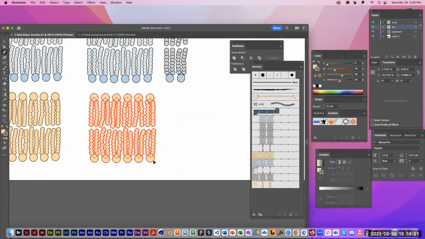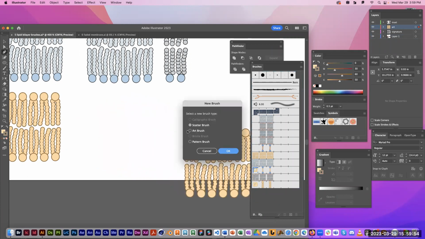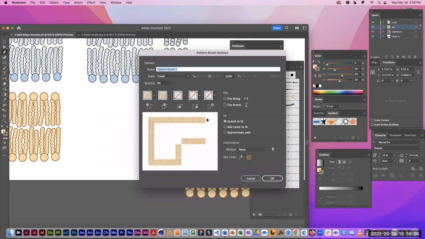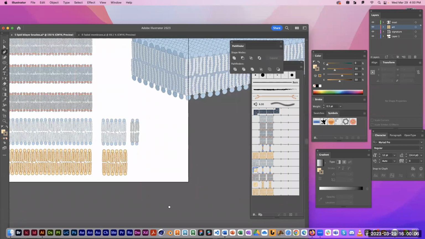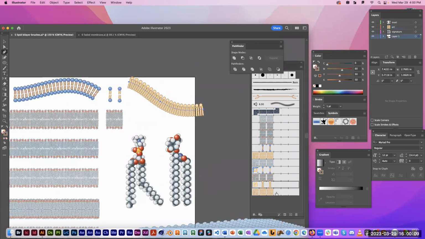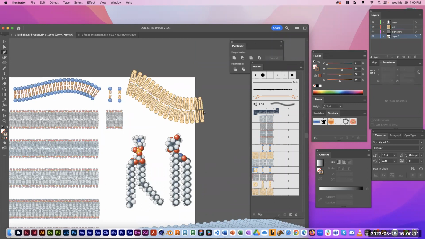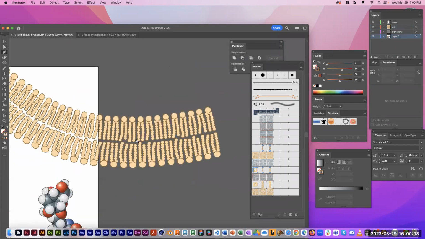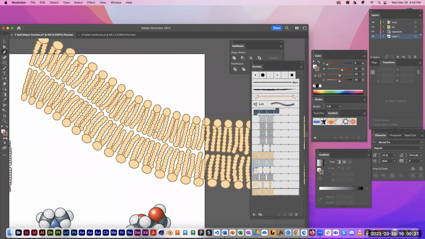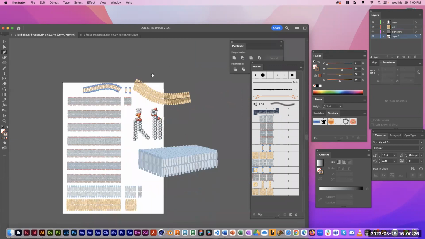So what I'll do is grab this whole group, drag it in here, and now that whole thing becomes a brush. That whole group of however many it was, 10 or 12 phospholipids, repeats. So you get a little bit more variation in the tails. It just looks a little bit more natural, a little bit less stiff and mechanical.